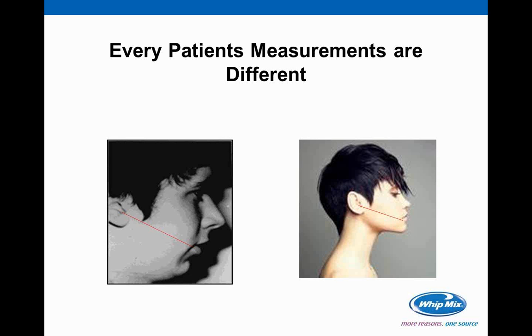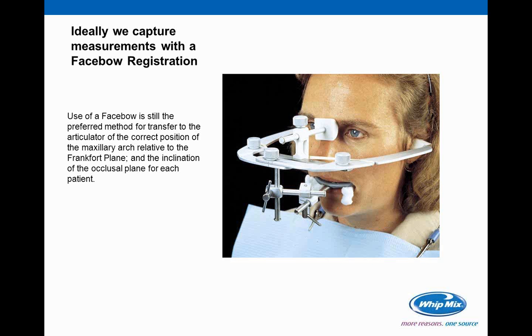Now, every patient's measurements are different. We know that. Every face is a little bit different. You can see two examples here of two different types of patients in different classes. And how do we go about capturing all of that information? How are we to know, as dental technicians, what to produce based on what patients are like?